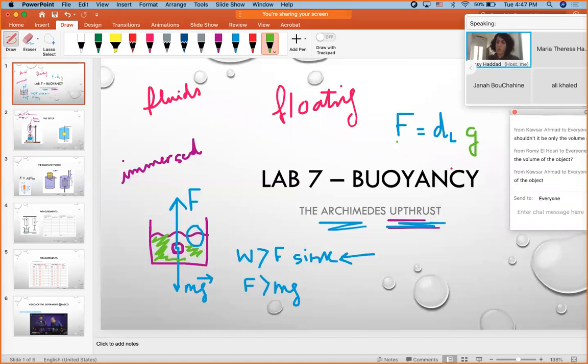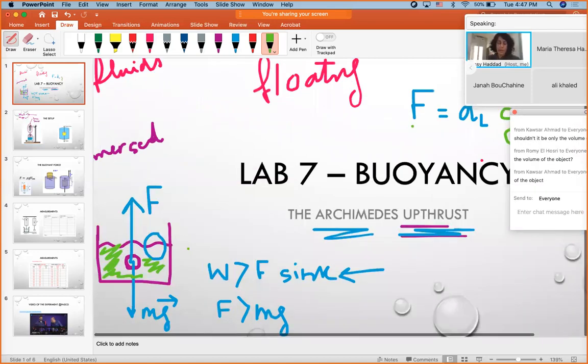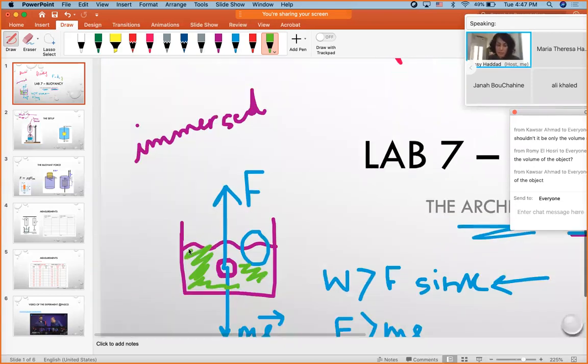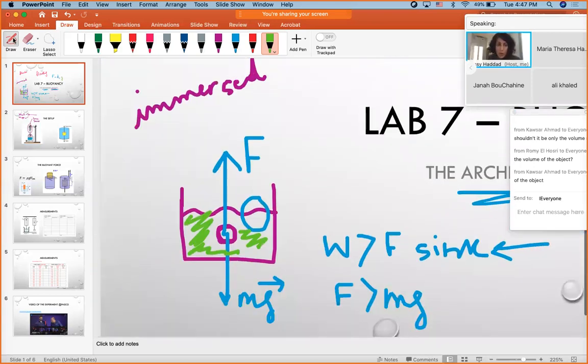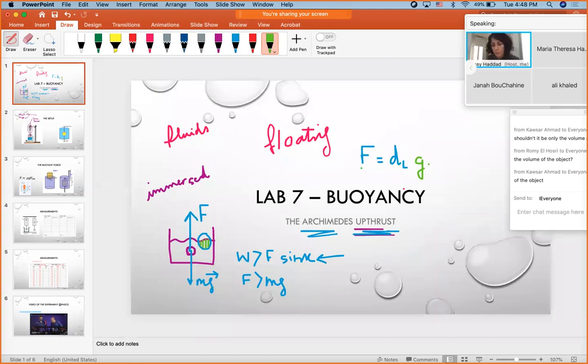Let me explain. It's not the whole volume, Romy. It's only the immersed volume, and the immersed volume is only the part of the solid, so not the liquid. It has nothing to do with the volume of the liquid. If you're standing in a very shallow pool and the water is up to your knees, you take only the volume of the legs up to the knees. You know what I mean? Yes, and it's proportional to the immersed volume. I'm gonna call it V immersed. So to find the Archimedes upthrust, it's related to the density of the liquid and not the object.